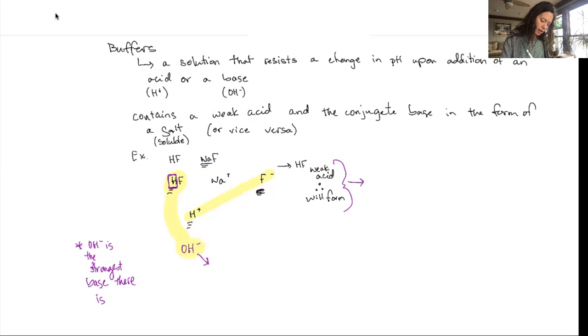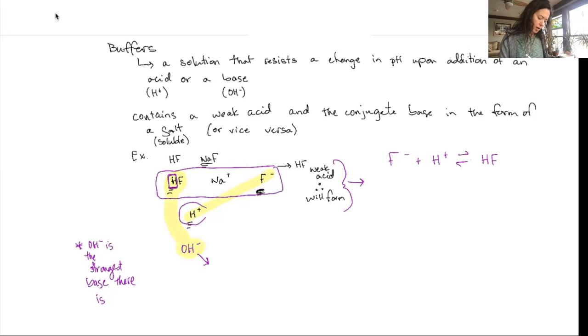Let me write the equation for this, right? If I had HF, my equation would be F plus H yields HF, right? I'm sorry, I apologize for that. But if I was to add an acid to that solution right here, we would see that the hydrogen would react with the fluorine. So that's what we have referenced over here.